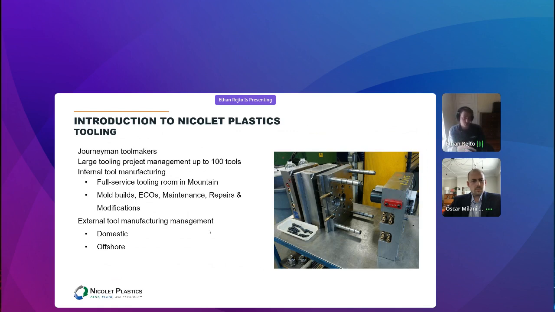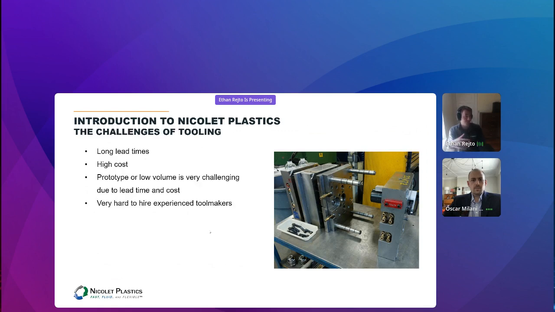They can do hundreds of tools at a time. They have a full service tool room. They do both external and internal tooling with both domestic and offshore tool makers. But as we've already talked about today, and if you've worked with tooling in the past, you'll know that tooling comes with lots of challenges.